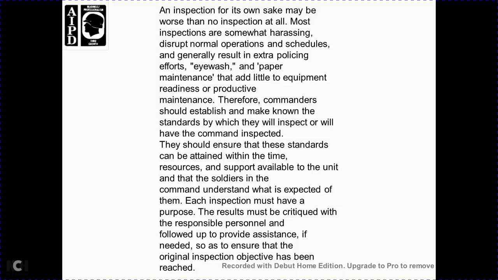Most inspections are somewhat harassing, disrupt the normal operating schedule, and generally result in extra efforts, such as pushing paper to maintenance, that add little to equipment readiness or productive maintenance. Therefore, the commander must establish and make known the standards by which the inspector will judge the command.